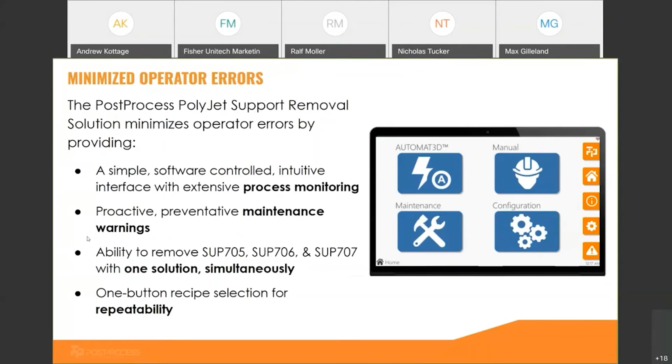And then the simple fact that we can remove really each one of the support materials that PolyJet offers in one solution, and really simultaneously. We use the same detergent for all PolyJet applications. So it really just allows a user to simplify the whole thought process there. It's going to be going through one solution. So you don't have to worry about if it's 705 or 706. Do I water blast? Do I soak? It all can go in the same solution. And I touched on it earlier on this slide, the 1-button recipe selection for repeatability. So being able to just have those saved settings again, so that way each time you run the process, you're getting the same results.